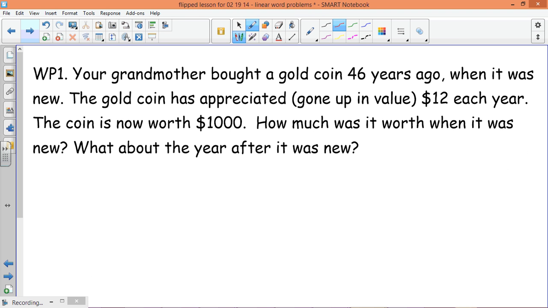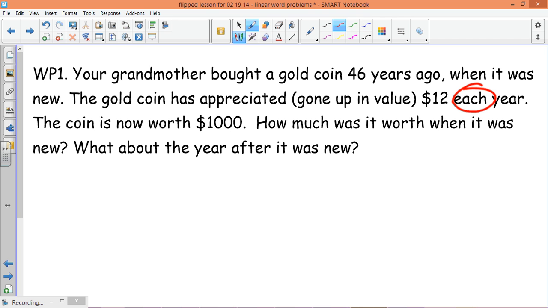Number 1, your grandmother bought a gold coin 46 years ago when it was new. The gold coin has appreciated. That means gone up in value. $12 each year. Hey, you see that? Each year. That looks like a constant rate of change to me. It's changing $12 for each year. Okay, I can use my linear equations now. The coin is now worth $1,000. How much was it worth when it was new? What about the year after it was new?